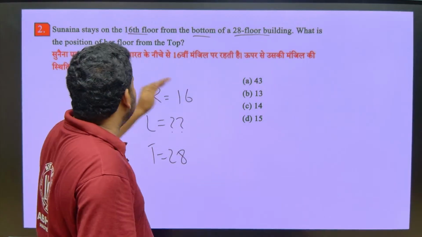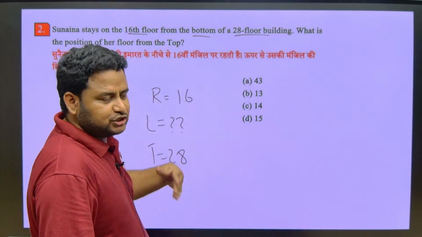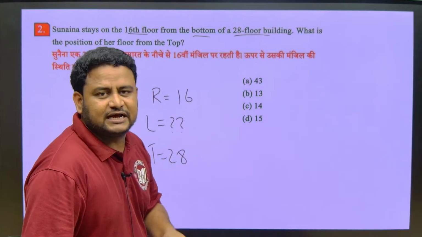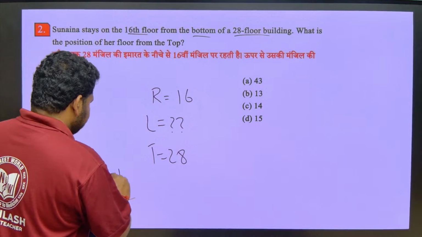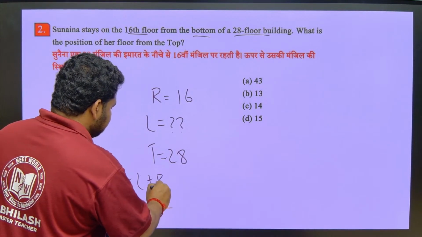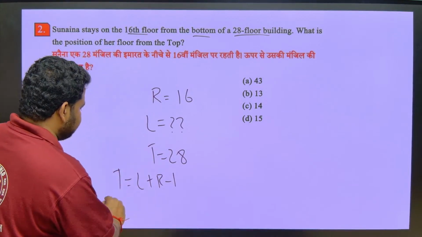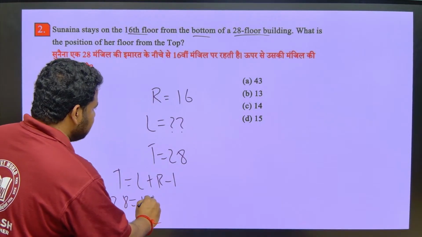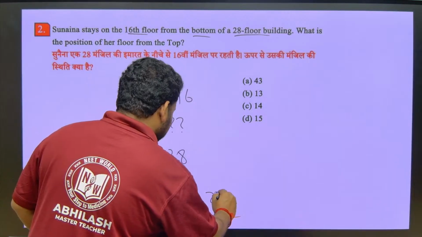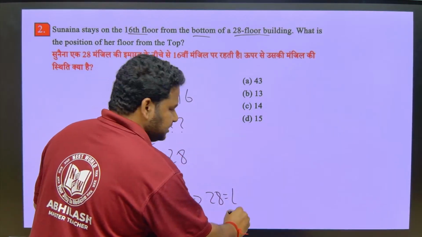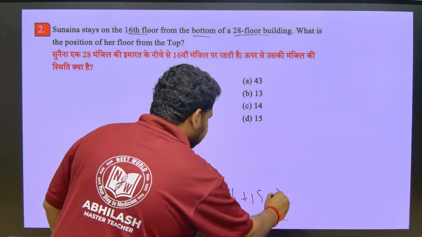So we have to find out what? Her position from the top. Her position from the top means they are asking her position from the left side. Very clear. So this becomes what? The formula is total is equal to L plus R minus 1. So 28 is equal to L plus 16 minus 1. 16 minus 1 is 15. So here I can write L is equal to what?